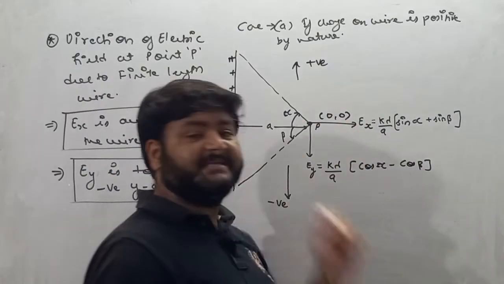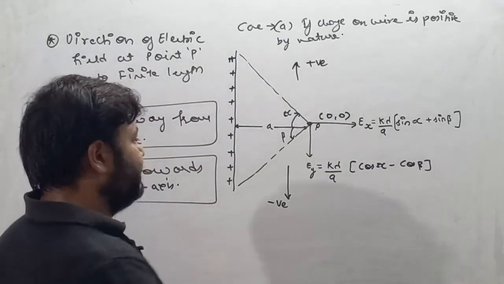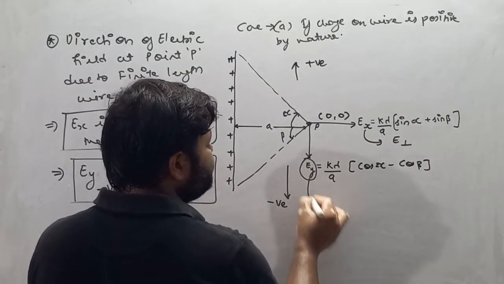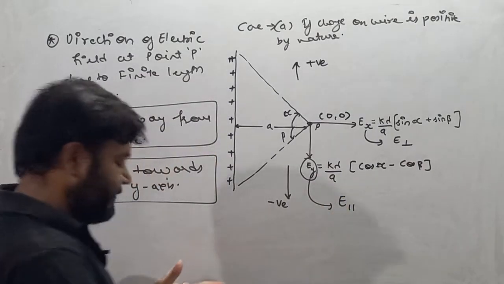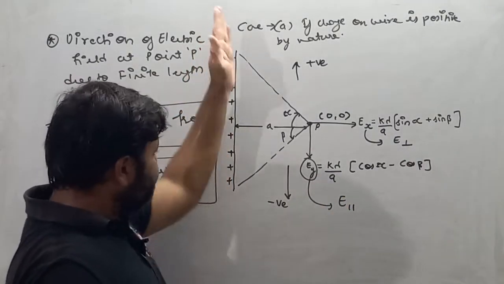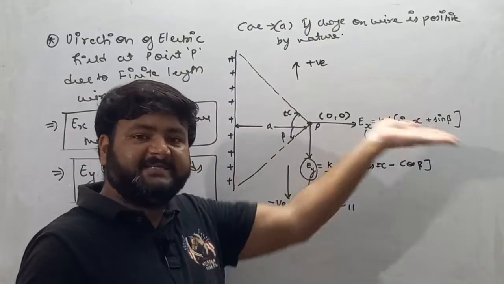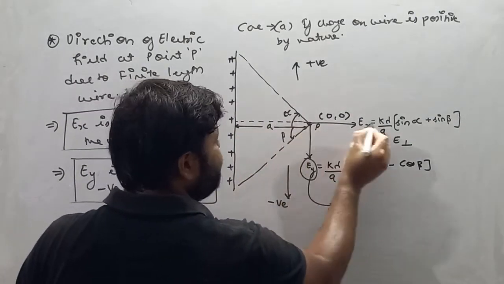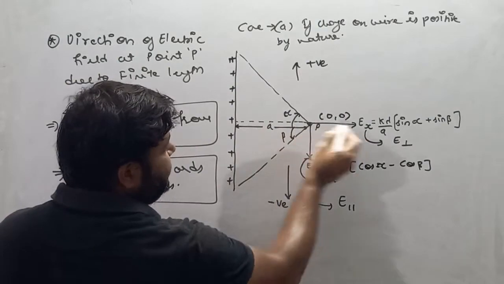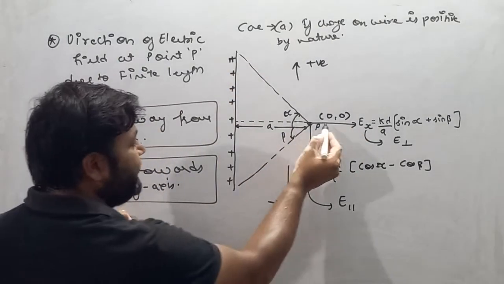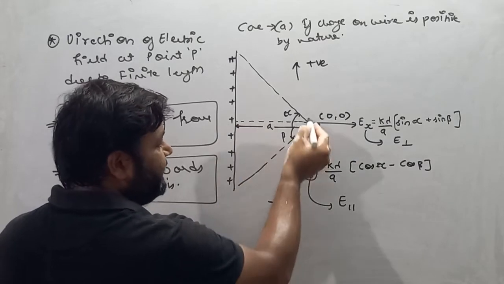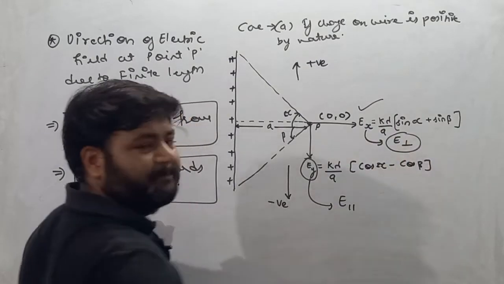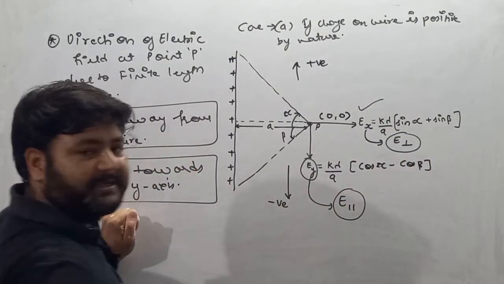Now see, this Ex is also called E perpendicular, and this Ey is also called E parallel. Why? Because you see here, dear student, this is your wire and this is the direction of electric field. So what you will feel? You will feel that this direction along the x-axis is the perpendicular component. You are seeing here that Ex is perpendicular to the wire and Ey is parallel to the wire. That's why we say Ex is also E perpendicular and Ey is also E parallel.